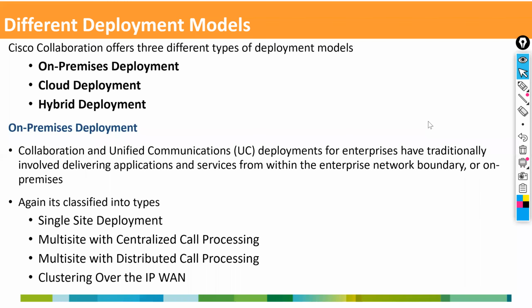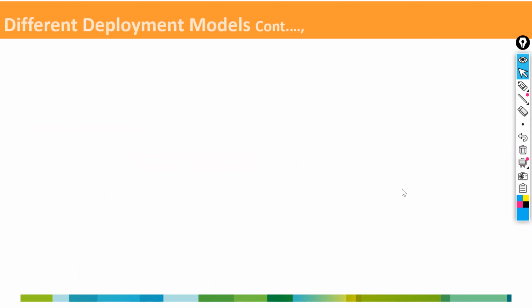But these are the different deployment models we have. Let's elaborate one by one what exactly single site, multi-site, centralized, distributed, and clustering over IP WAN are. As we have already discussed, single site means only one office. All your CUCM, gateway, Unity Connection, IMP, ACCX, routers, switches, and IP phones you place in one location. For that, we call it the single site deployment model.